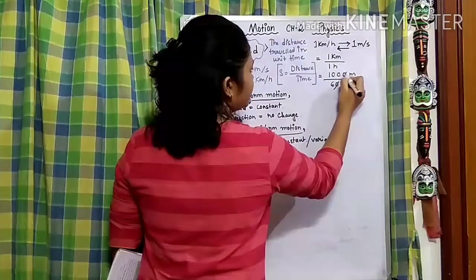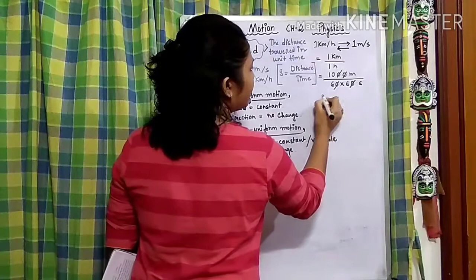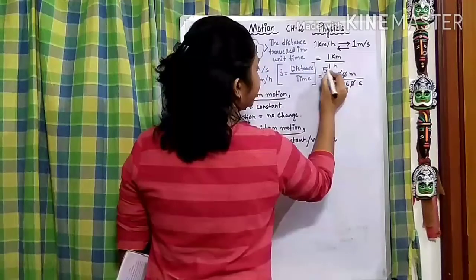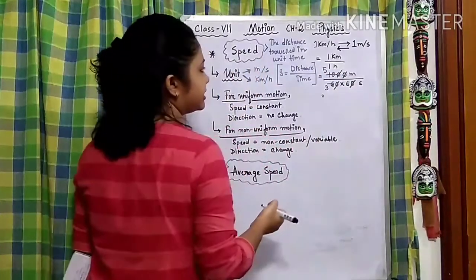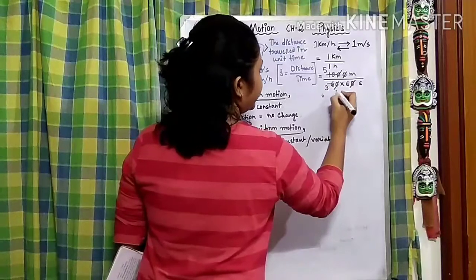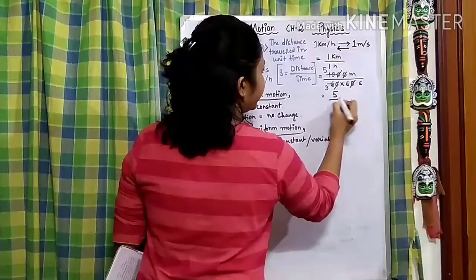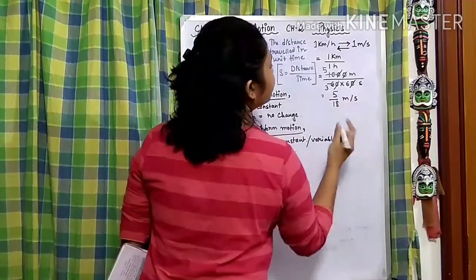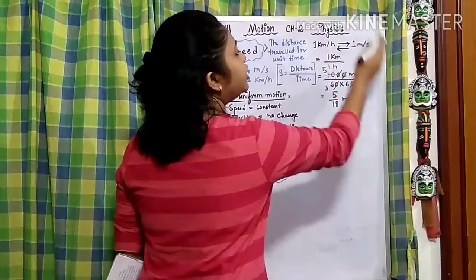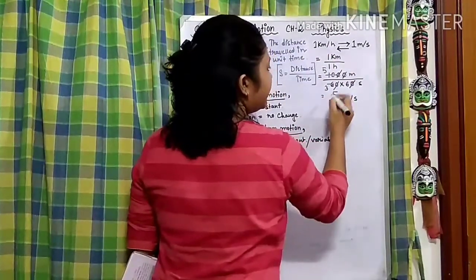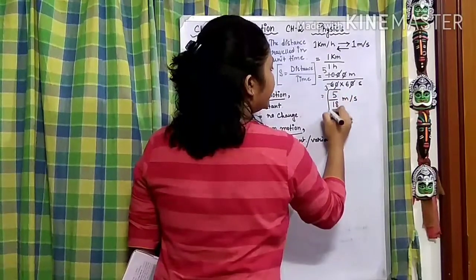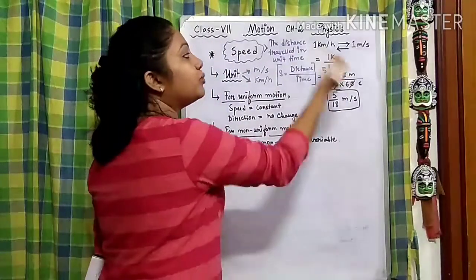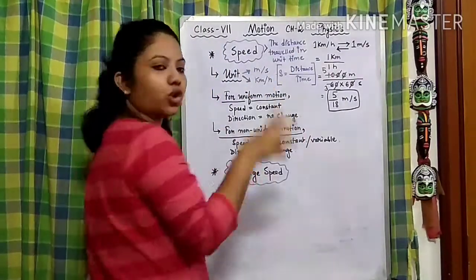Now we are going to cancel out the zeros from the numerator and denominator. What are we going to get here? 2 5s are 10, 2 3s are 6. Okay, now let's multiply it out. 5 by 6 3s are 18. So whenever we need to convert a kilometer per hour into meter per second, we are going to multiply that number with 5 by 18, okay, to convert it into meter per second. So this is a shortcut method.